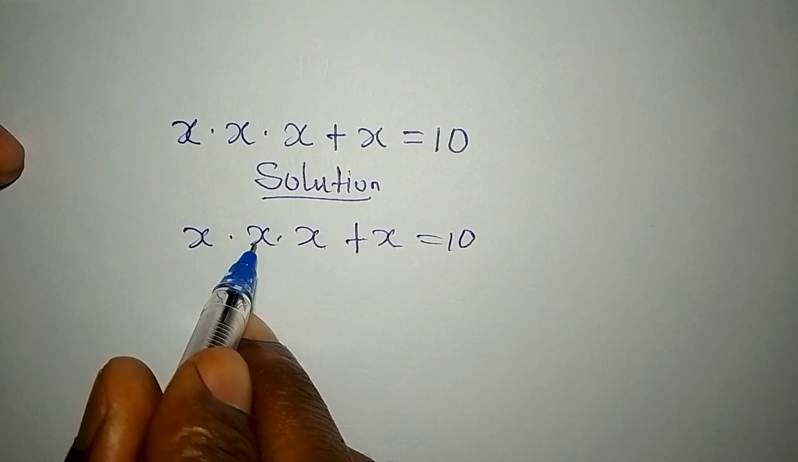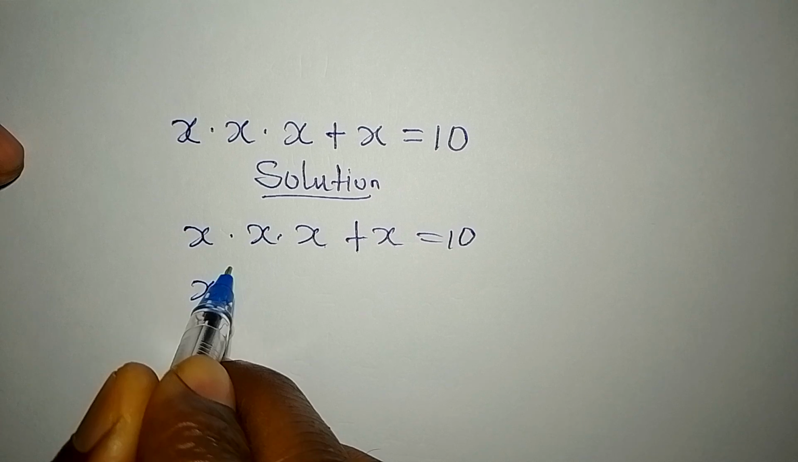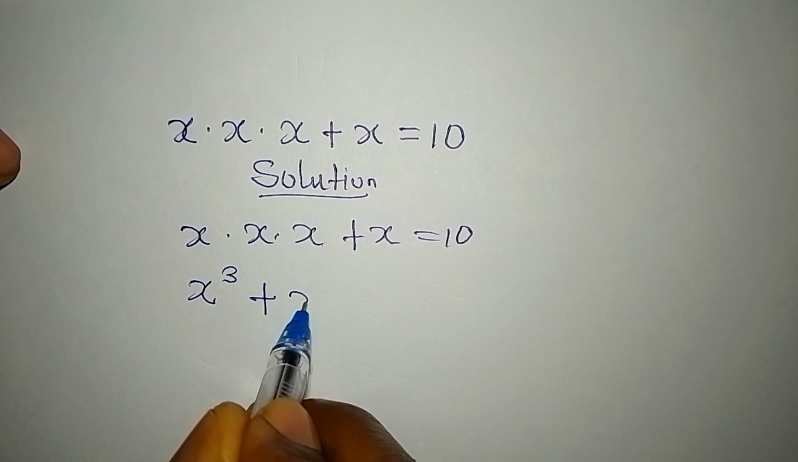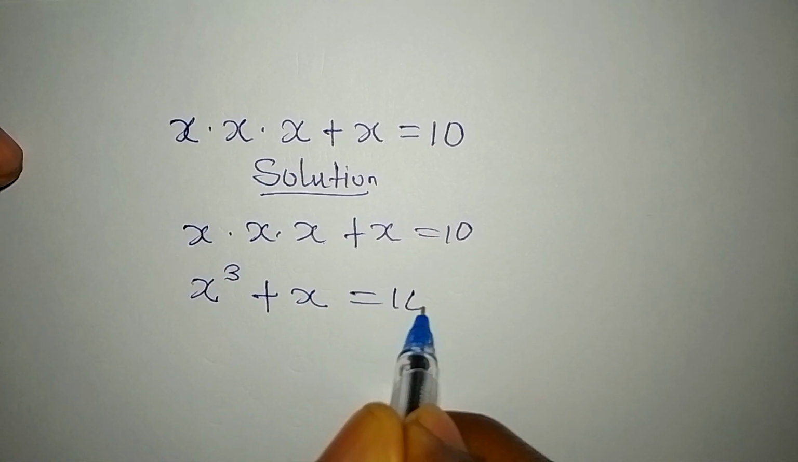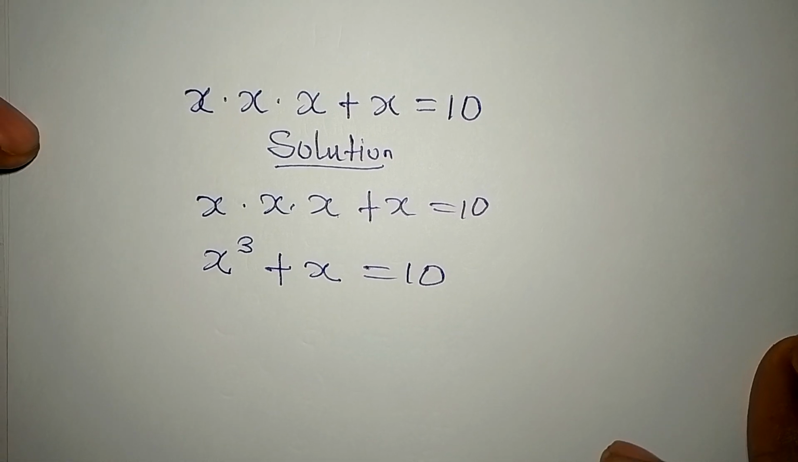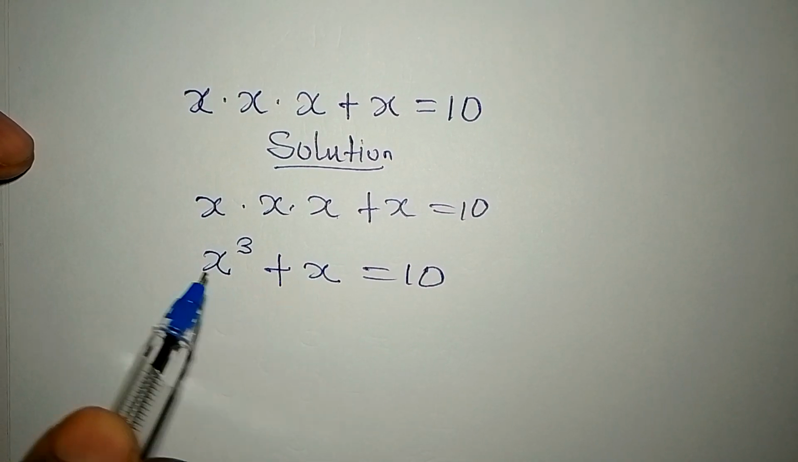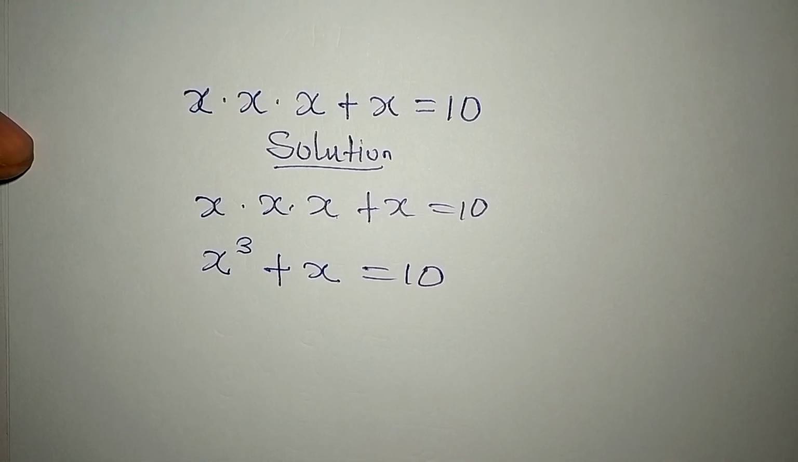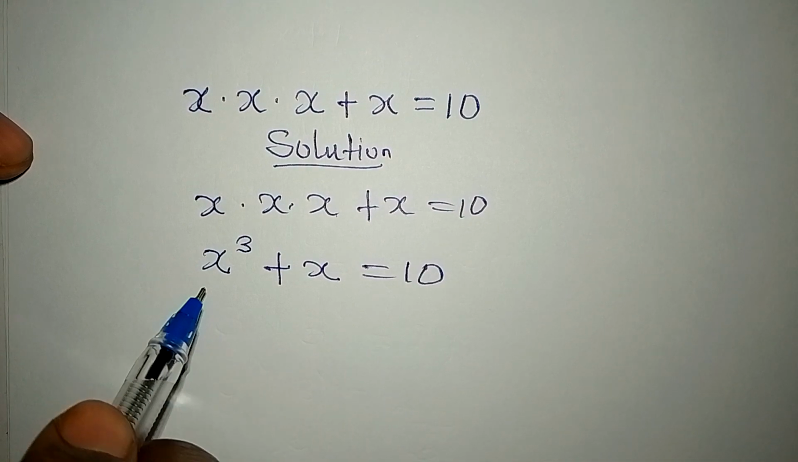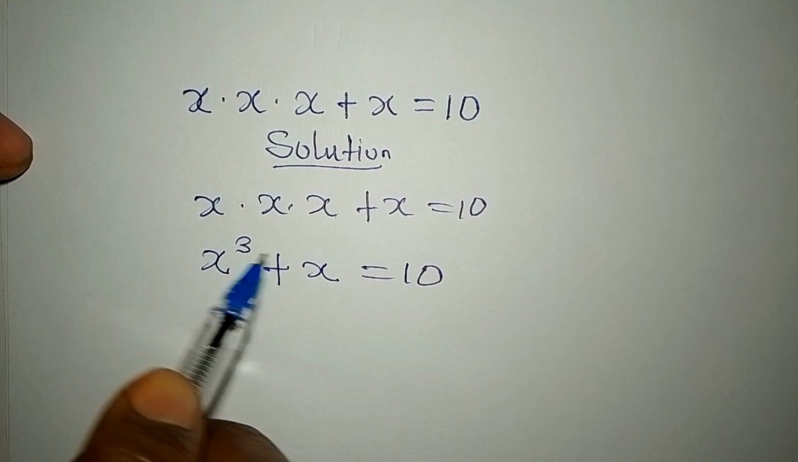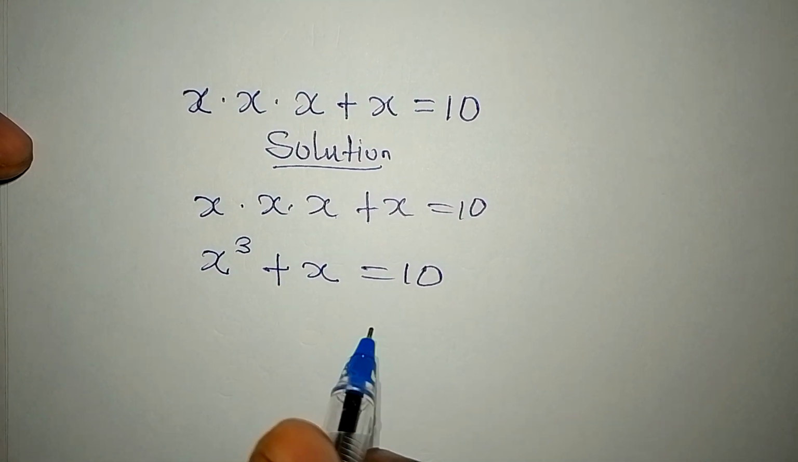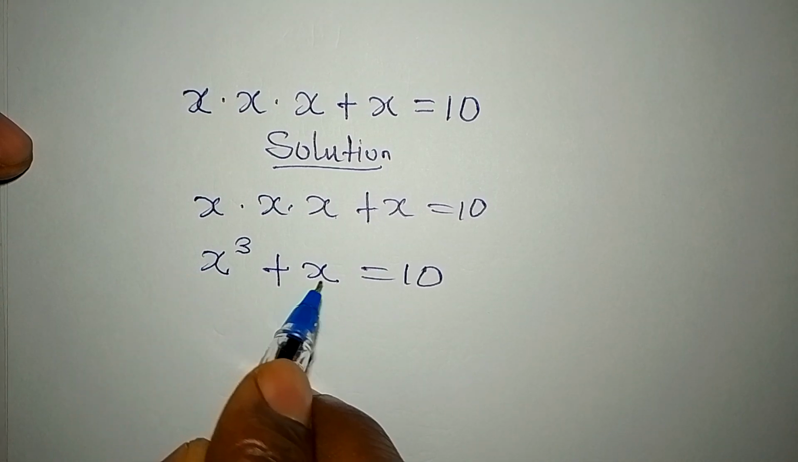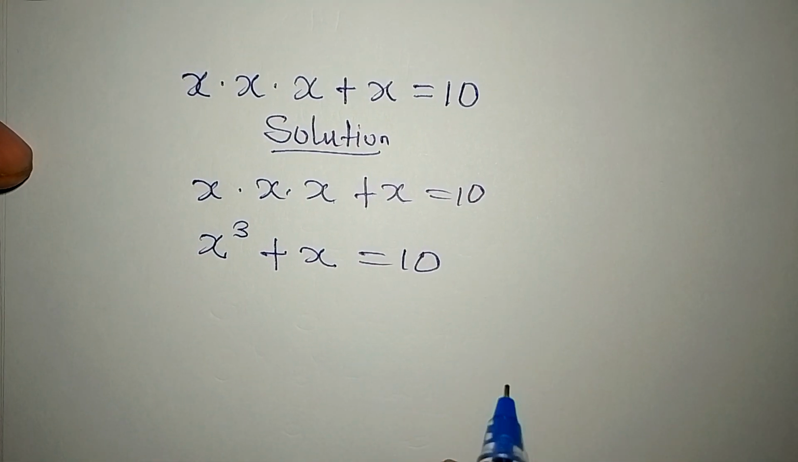Now, x times x times x is x to the power of 3. Then plus x equals 10. Now, do you know that some students might add this up and get 4 to the power of 3? Or they will get x to the power of 4. But that is not correct, okay? Because this and this are not the same thing.